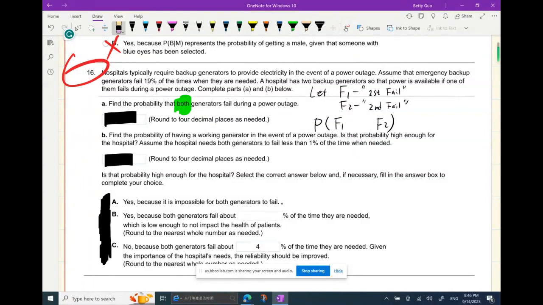Yeah, "and." Very good. We are looking for the first generator fail and the second generator fail at the same time, right? Even though the wording is different, it means the same thing. The probability of both of them failing at the same time. And that means the first fails and the second fails. Awesome.